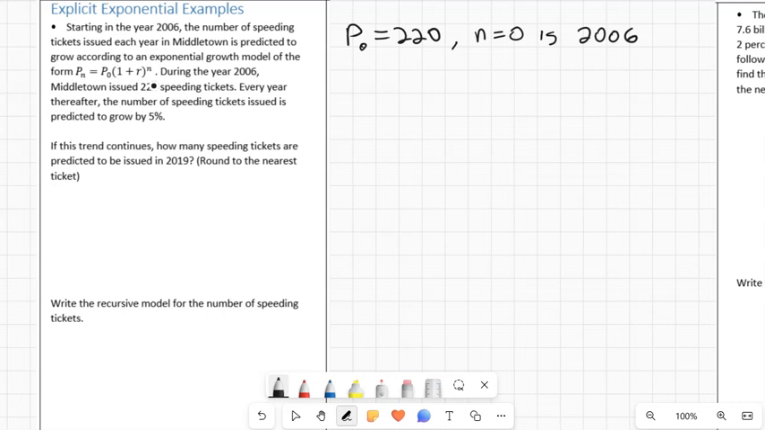Now, every year thereafter, the number of speeding tickets issued is predicted to grow by 5%. Now, when you're given a percentage for growth, that's exponential. Linear growth is a constant increase or decrease. Exponential is a relative or a percent or double or triple or half type of increase or decrease. So because it's exponential, we can work with our exponential rule, which again was provided.